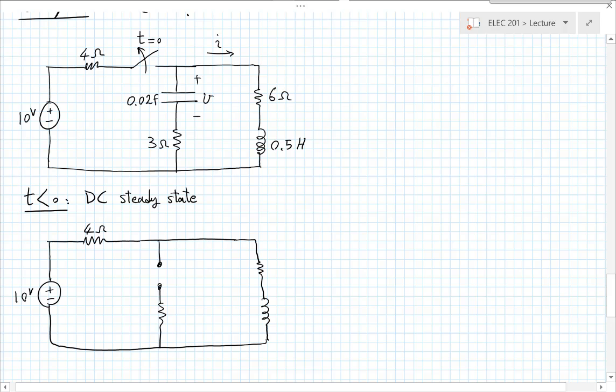which means there is no current going through it. It doesn't mean that there is no voltage drop across it. There could very well be a voltage drop between these two nodes. The inductor, on the other hand, has become like a short circuit, which means there is no voltage drop across it. But of course, there could well be a current going through it. So capacitor like open circuit, inductor like short circuit.